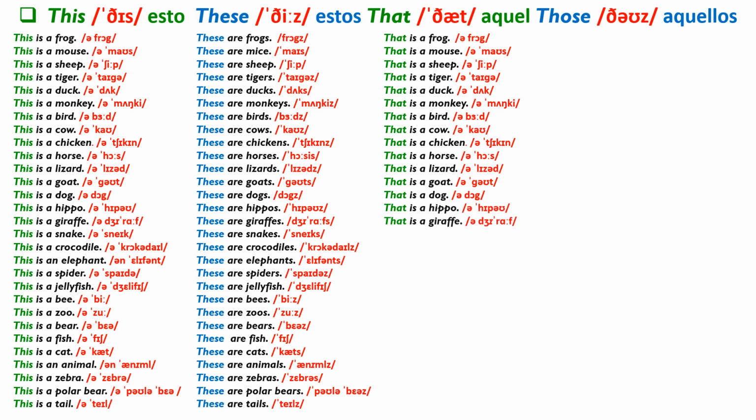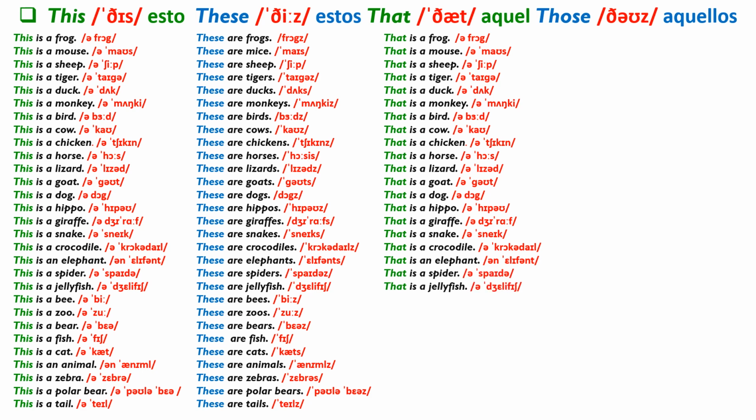That is a dog. That is a hippo. That is a giraffe. That is a snake. That is a crocodile. That is an elephant. That is a spider. That is a jellyfish. That is a bee. That is a zoo. That is a bear.